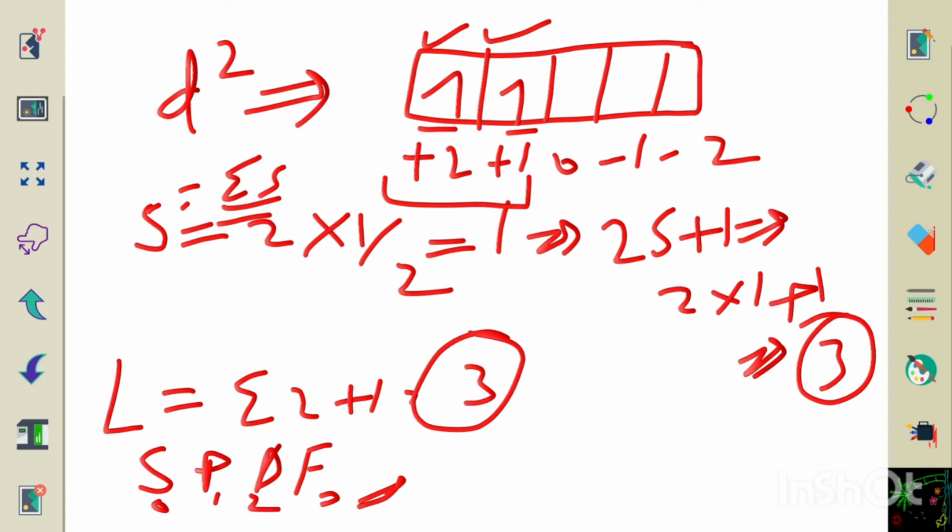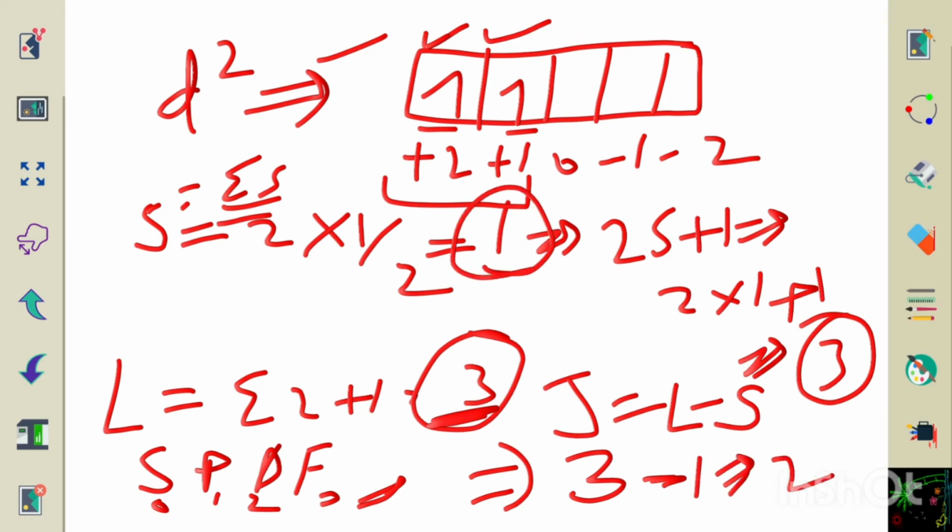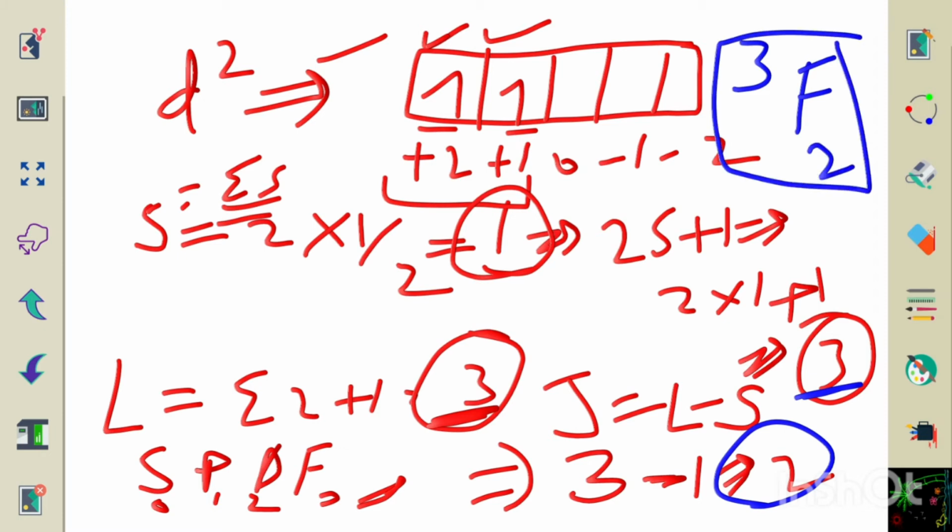Now let's find out the J value, right? Because it is less than half filled, we will use the formula J is equal to L minus S, okay? L is 3, S is what we calculated as 1, so it is equal to 2. Now what will be the term symbol for the D2 configuration? It will be F, then 2S plus 1 was 3, right, and the J value was calculated to be 2. So this is the term symbol for the D2 configuration.